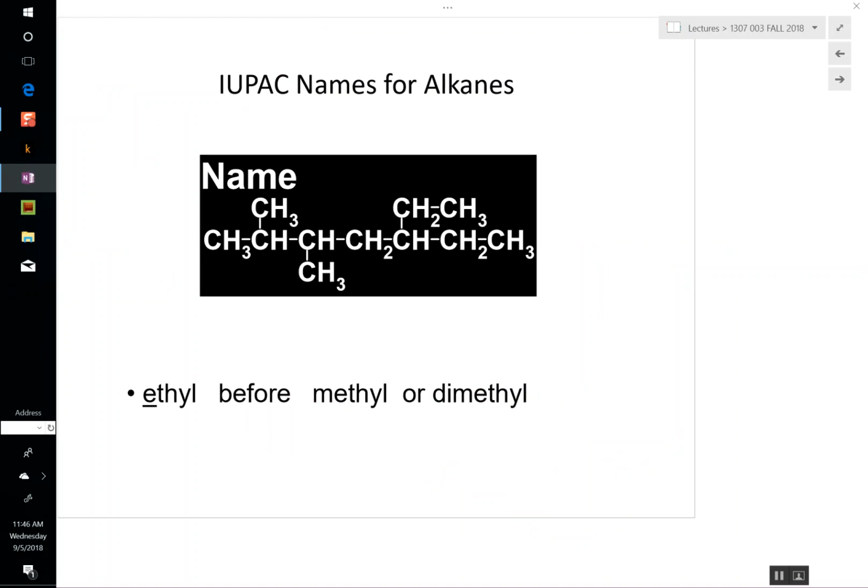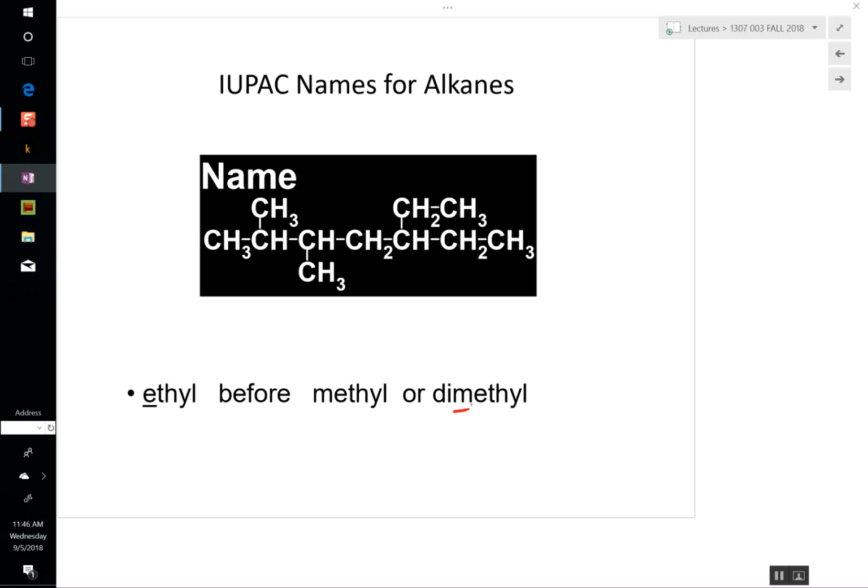Okay, let's name that one. Let's do one more. And it's giving you a little bit of a hint here. When you put the name together, you can see there's 2 methyls on there. But we're going to alphabetize off of this M, not off of this D. So a dimethyl is not going to jump in front of an ethyl. It's still methyls. So alphabetically, methyls always come after ethyls, no matter whether there's 1, 2, 3, or 4 of them. Yeah, so let's do one more.